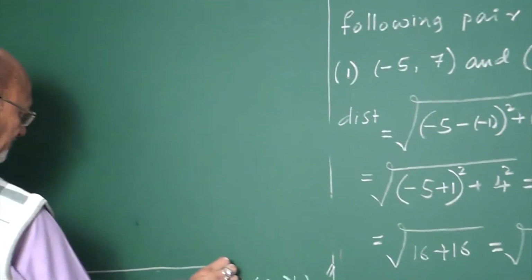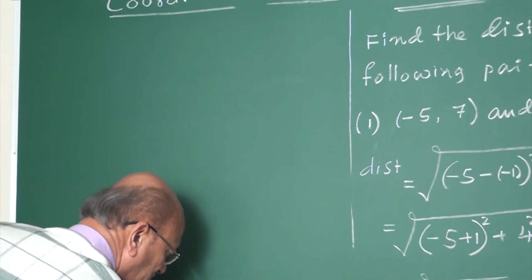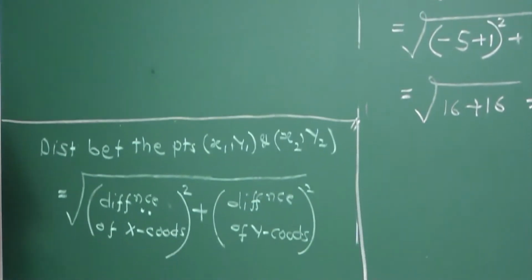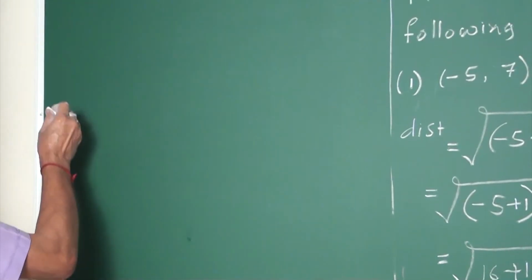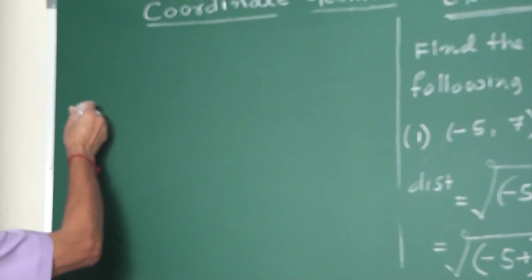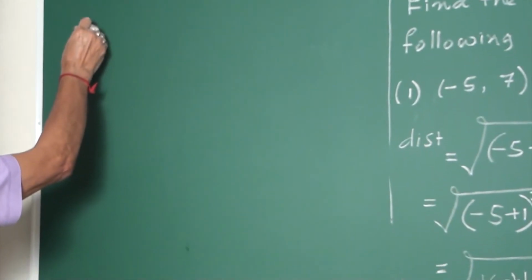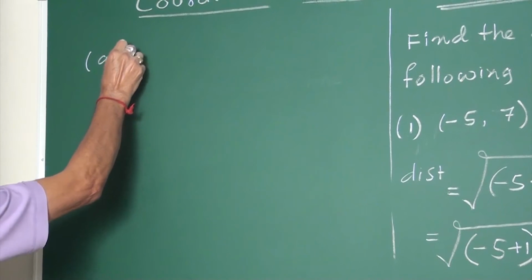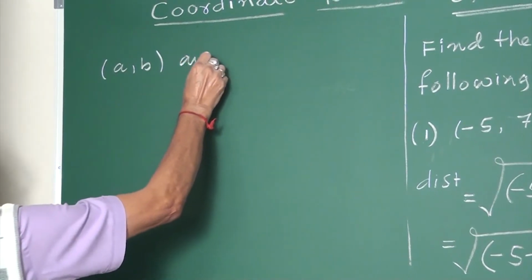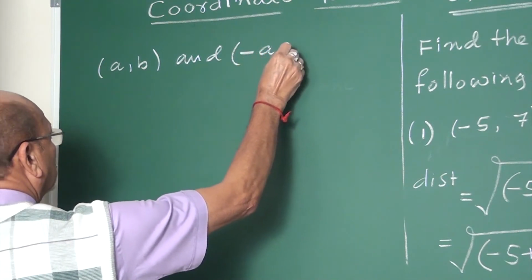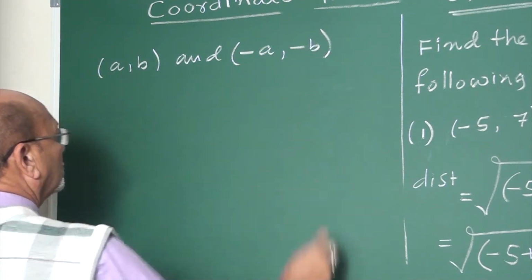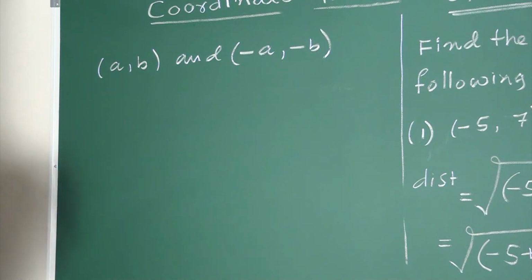Yes, my friend, this is the formula. I keep it. Yes. Next one. And this is AB and minus A comma minus B. Tell friends.